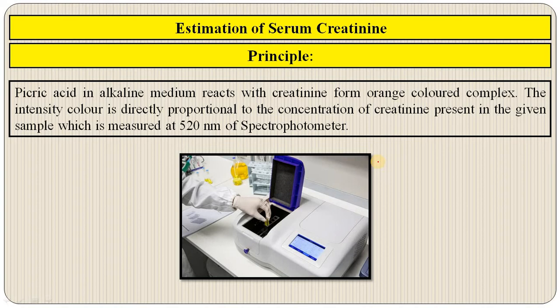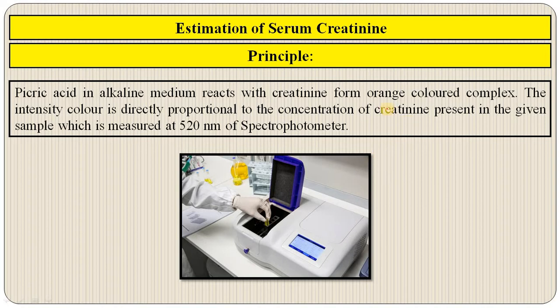So this metabolite, serum creatinine, is the end product of protein metabolism. It is released at a constant rate by the animal body depending upon muscle mass. Serum creatinine is the most commonly used biochemical indicator of the renal function.